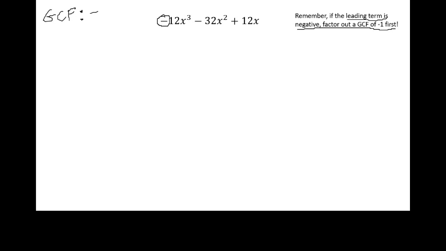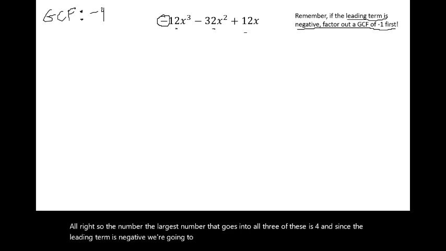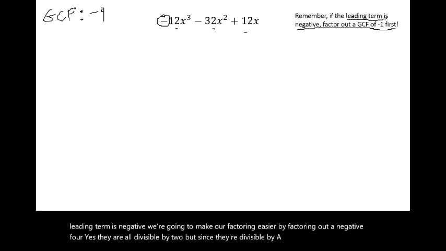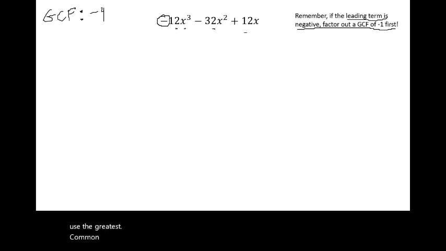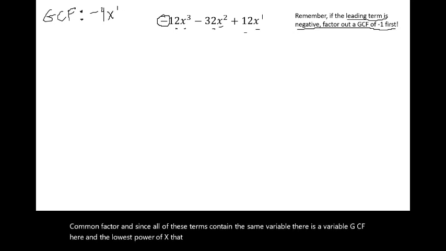All right, so the largest number that goes into all three of these is 4. And since the leading term is negative, we're going to make our factoring easier by factoring out a negative 4. Yes, they are all divisible by 2, but since they're divisible by a larger number, 4, we're going to use the greatest common factor. And since all of these terms contain the same variable, there is a variable GCF here. And the lowest power of x that appears is 1, so the power on our GCF is going to be x to the power 1.